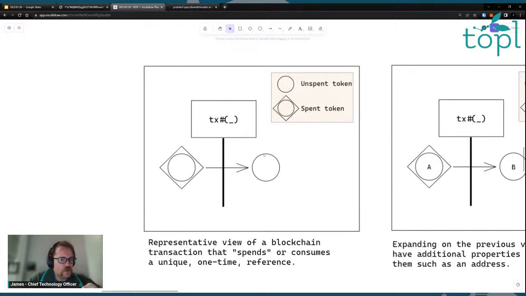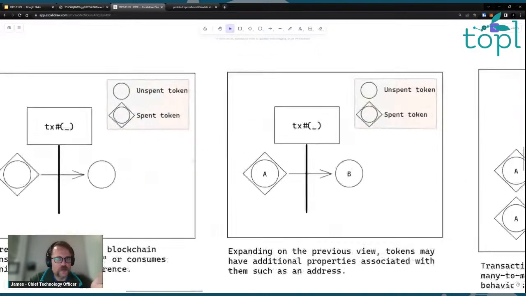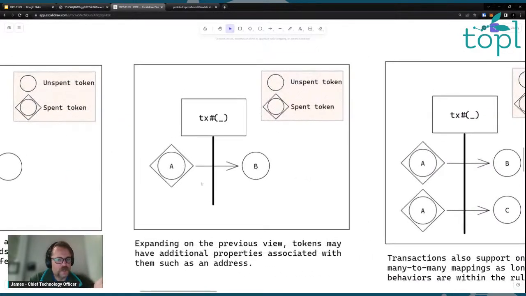They're not, I don't have numbers with them. I don't have any, like, that's what we do here. We think of, okay, expanding on this idea of you can have a spent output reference on the left that is consumed and then recreated as an unspent reference. But those outputs themselves can have additional properties associated with them.